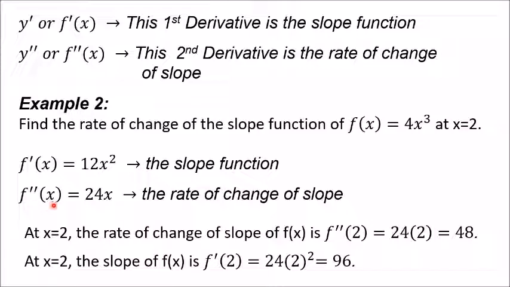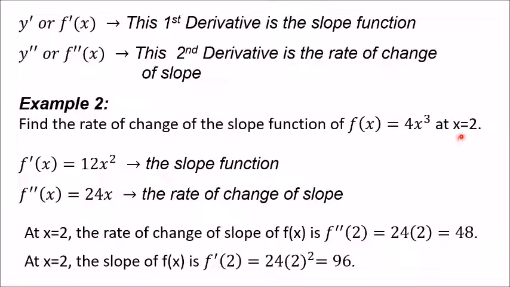And the second derivative, we have f double prime of x is 24x. That's 2 times 12 is 24x. So, 2 ang exponent niyan, minus 1, kaya 1, wala na. And this is now the rate of change of slope.